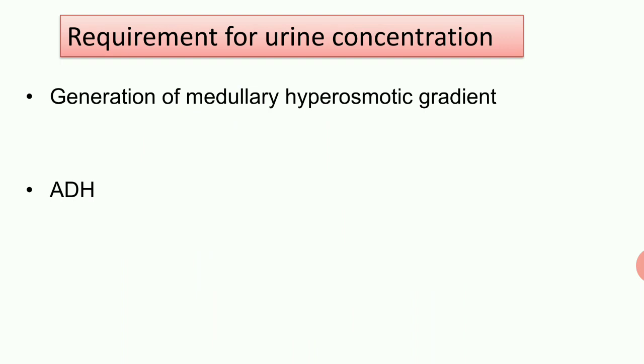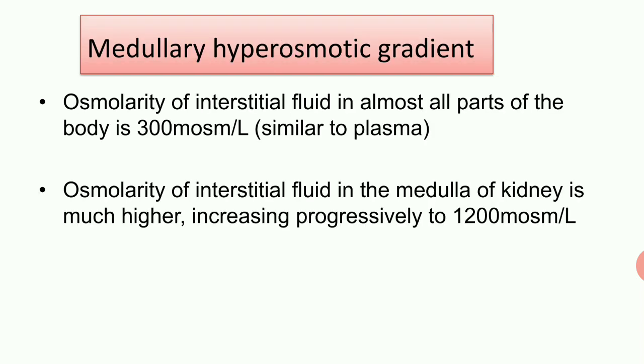So what are the requirements for generation of urine concentration? For urine concentration, your body's medulla must generate a hyperosmotic gradient, and there is a very important role of antidiuretic hormone in that process.